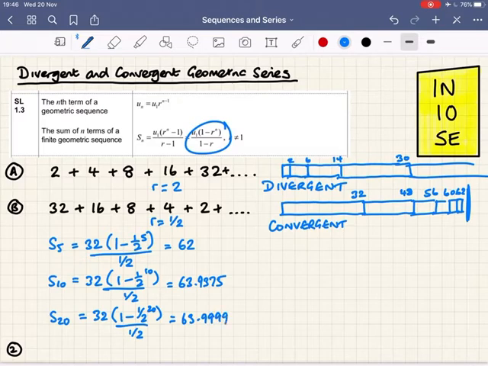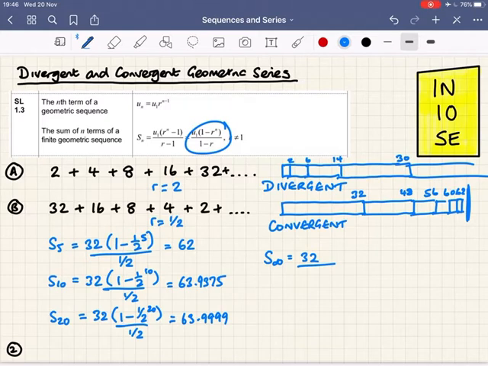So if we imagine that we had gone all the way to infinity, or as close as we could, our sum to infinity would be equal to 32, and then 1 minus a half to the power of infinity. A half to the power of infinity is going to be so small, it's pretty well 0. So it's basically going to be 32 on the top, because 1 minus pretty well 0 is 1.